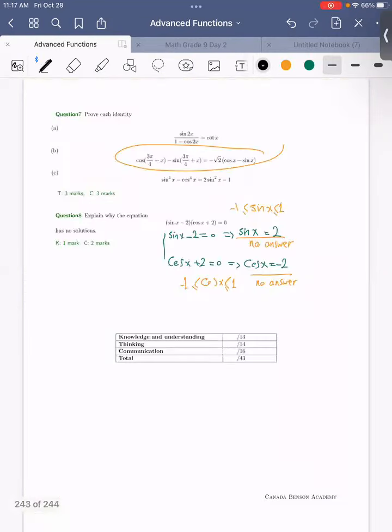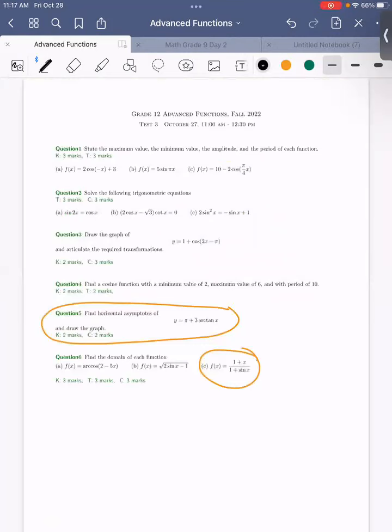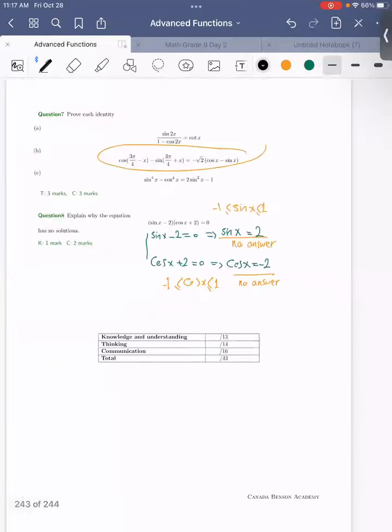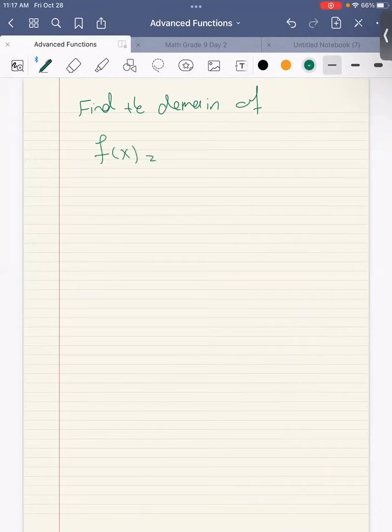All right. Let's go to question 6. Also, I want to do question 6 part B. So that is find the domain of f of x equal to the square root of 2 sine x minus 1. So here we have 2 sine x minus 1.